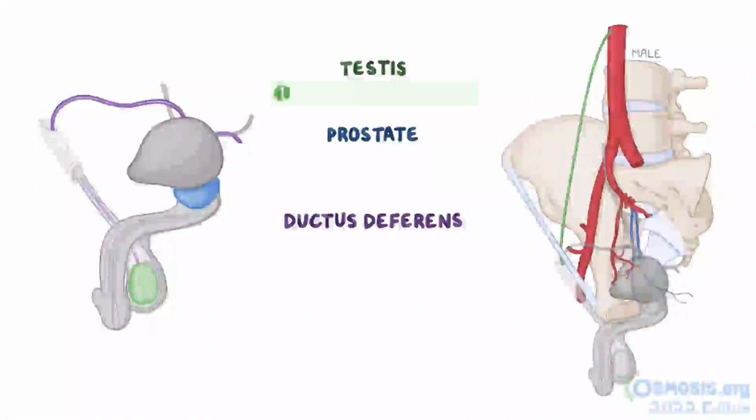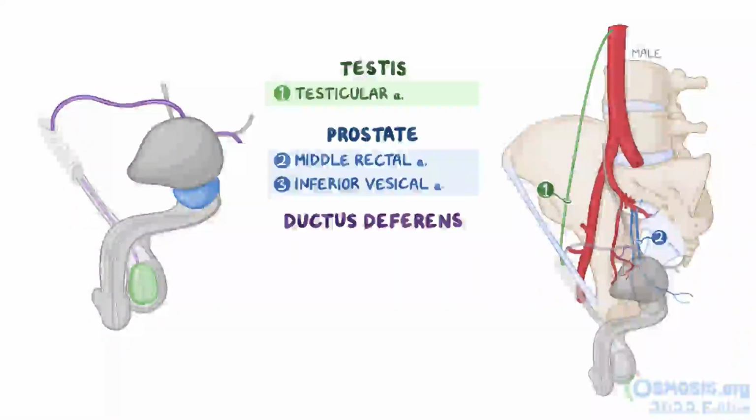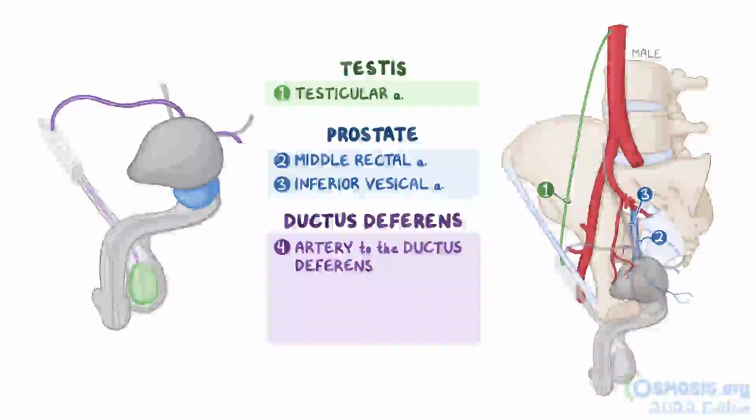Next is the blood supply of male reproductive organs, which are the testis, the prostate, and the ductus deferens. Now, the testes are supplied by the testicular artery, which arises as a direct branch from the abdominal aorta. The prostate is supplied by branches from the middle rectal and inferior vesical arteries, which arise as direct branches from the anterior division of the internal iliac artery. Finally, the ductus deferens is supplied by the artery to the ductus deferens, so no surprises there. This artery mainly arises from the superior vesical artery and sometimes from the inferior vesical artery.